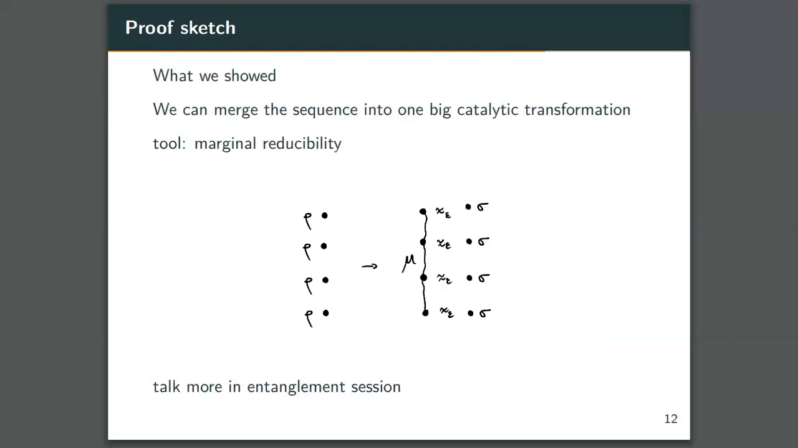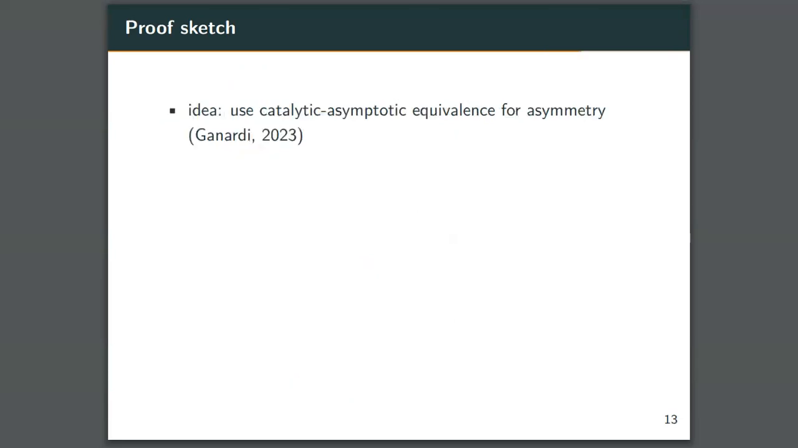The tool that we use is a new asymptotic setting that we call marginal reducibility, where instead of transforming many copies into many copies, with the whole thing epsilon-close to a product of the final thing, you just look at the marginal, which should be close to the final thing. I'm going to talk more about this tomorrow in my own talk, not as a sub-speaker. The idea is to use this result, and the formulation is kind of general. You can use it for asymmetry.